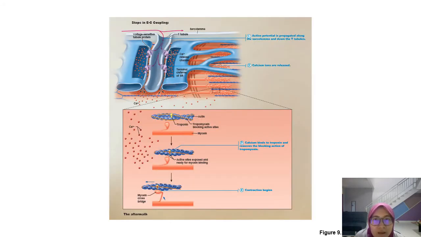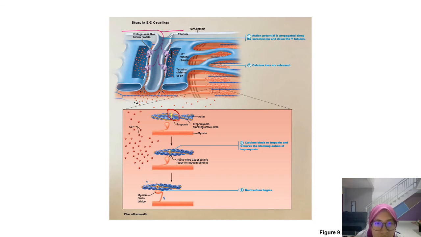Now I will start: the action potential begins at the sarcolemma and goes down into the T tubule. So when the action potential goes down the T tubules here, the calcium ions at the SR will be released. The red dot here is the calcium ion. After the calcium has been released, the calcium will bind to troponin, the yellow here at the actin, and it removes the blocking action of tropomyosin.